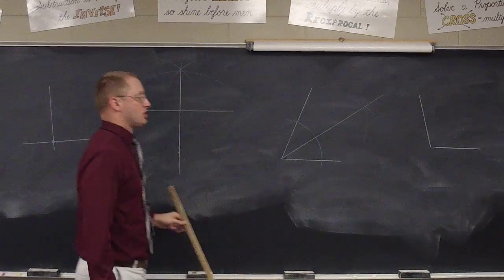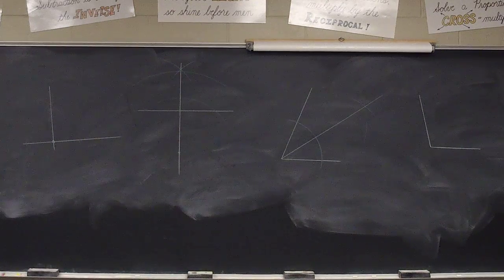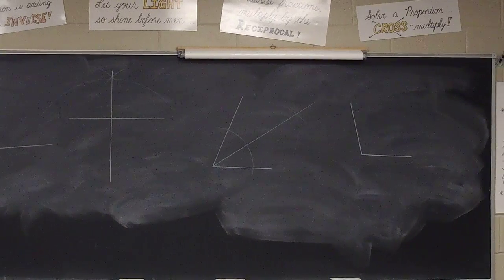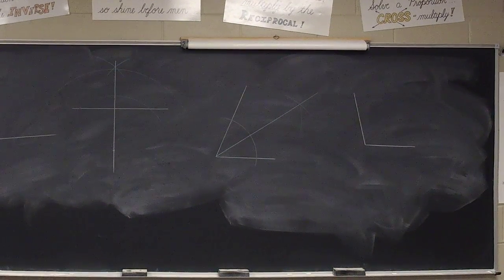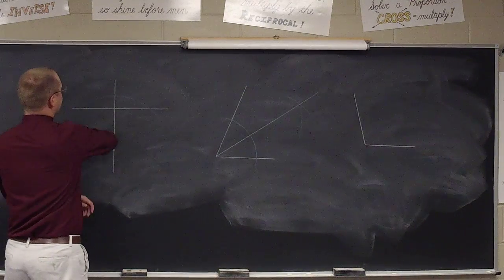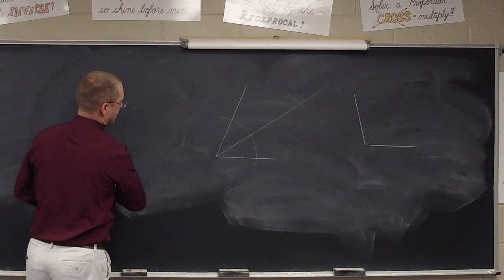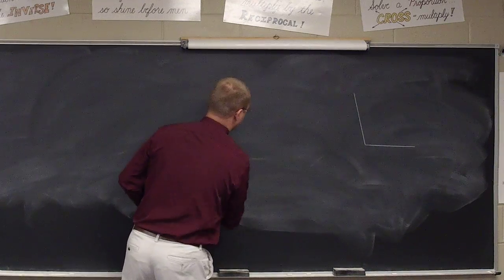And the last construction is to be able to copy an angle, that is, construct an angle equal to a given angle. Is anybody feeling left out, neglected? Lana? All right, Lana, here we go. How do we copy an angle or construct an angle that's equal to this one?